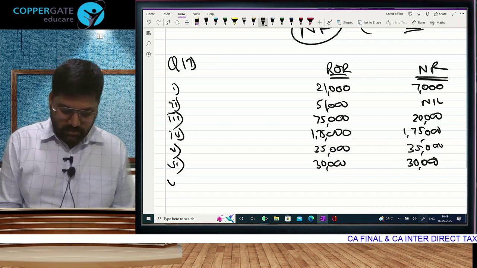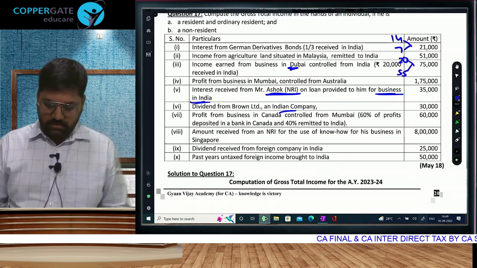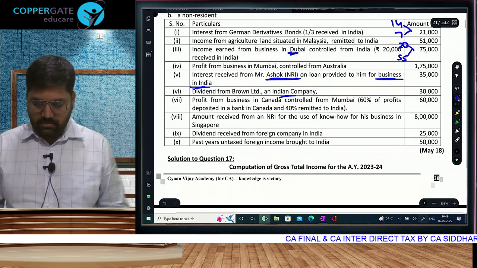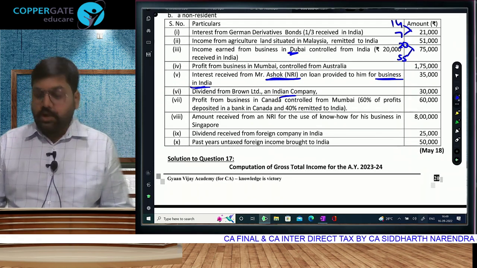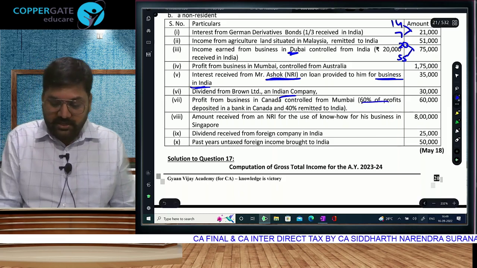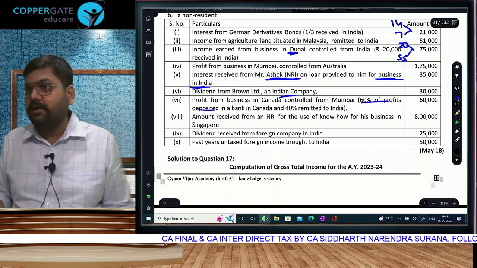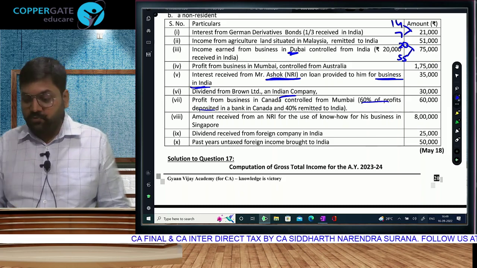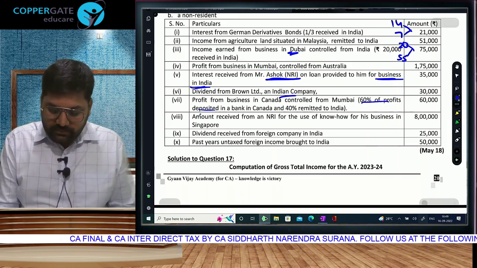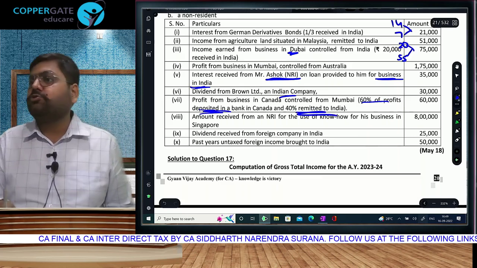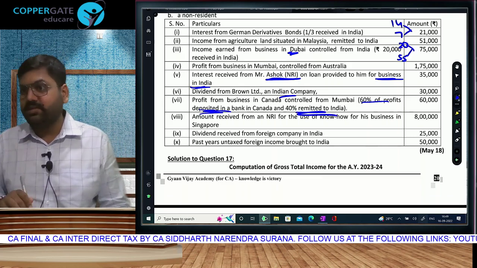Profit from business in Canada, controlled from Mumbai, 60% of profits deposited in a bank in Canada and 40% remitted to India. Amount is 60,000. देखो, if ऐसा बोला होता ना 60% received in Canada and 40% received in India, तो it would have affected, we would have broken 60,000 into 60. You understand? 60,000 will receive. This is only the end usage given. Usage of income is not relevant to decide taxability.